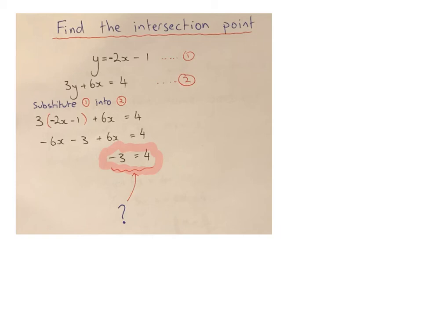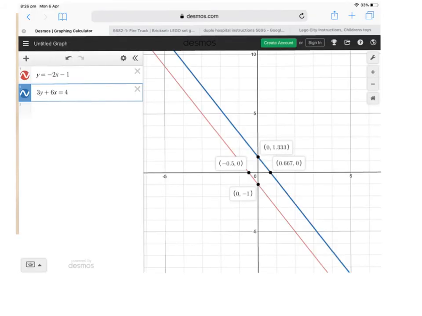Let's have a look at Desmos, which is a really good tool to check your work. So here in Desmos, I've plotted those two lines. y equals minus 2x minus 1, so there's my red line. And my second equation, 3y plus 6x equals 4, which is the blue line. So apart from the time in the top left, which shows I'm working out of hours here, what else do you notice about these two lines? Yes, they're parallel. So these two lines are never going to intersect, so there's no solution.